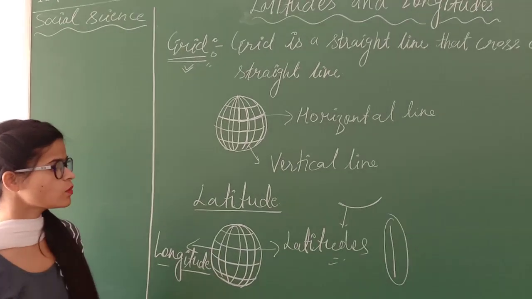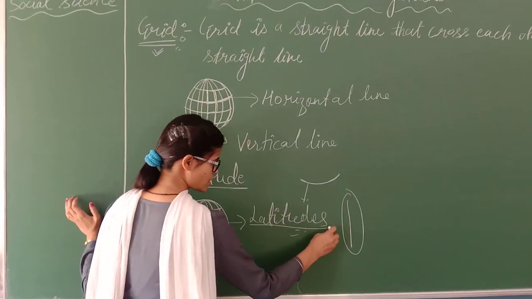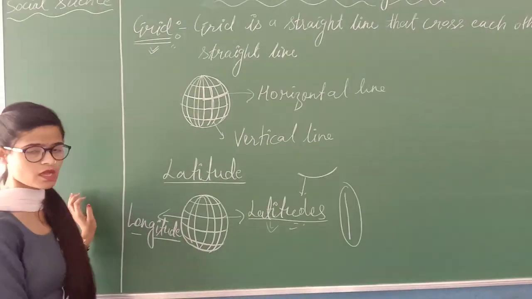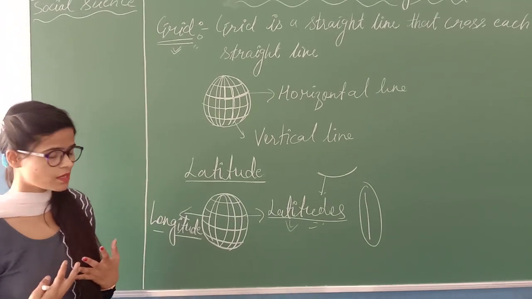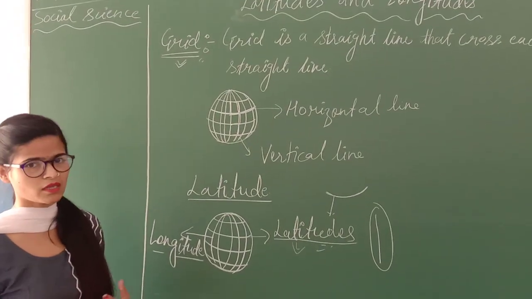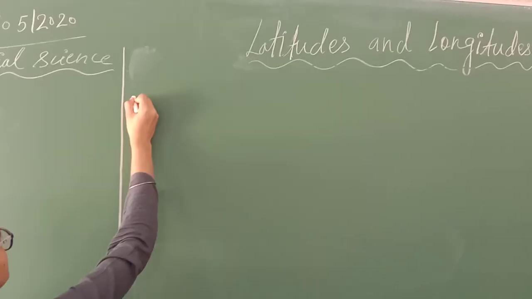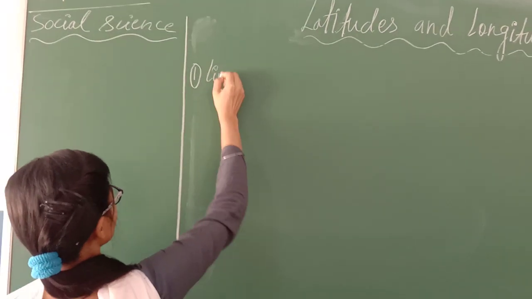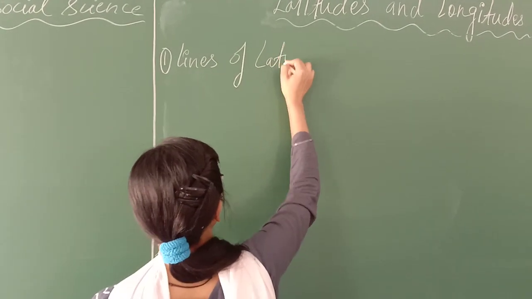Now we will learn more about latitudes: what latitudes are, their definition, their features, and some of the main important lines drawn on the earth. So the first topic is lines of latitude.